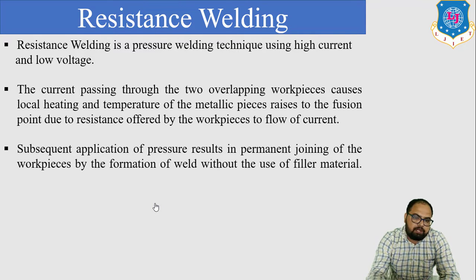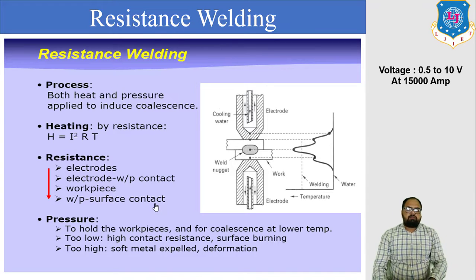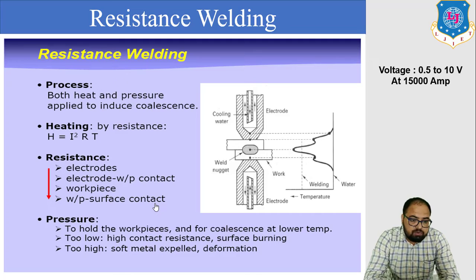Workpieces are placed between two rods or wheels which serve as conductors for producing the weld. AC electric current is supplied through the copper electrodes or rollers which are connected to the secondary coil of the welding transformer, and it is used for the welding of thin sheets of similar metallic materials. Now this is the equation for resistance welding.